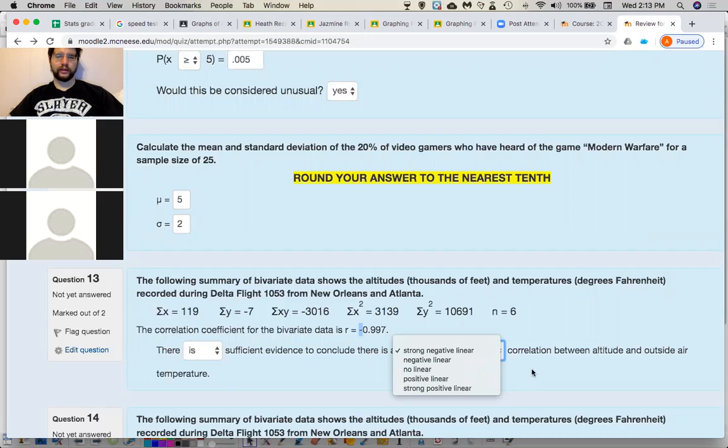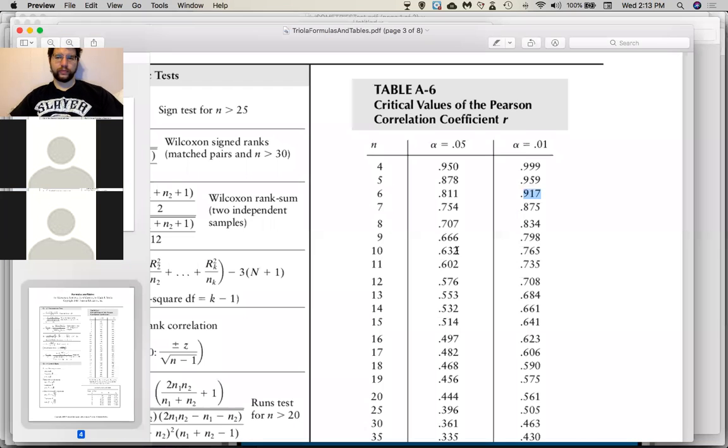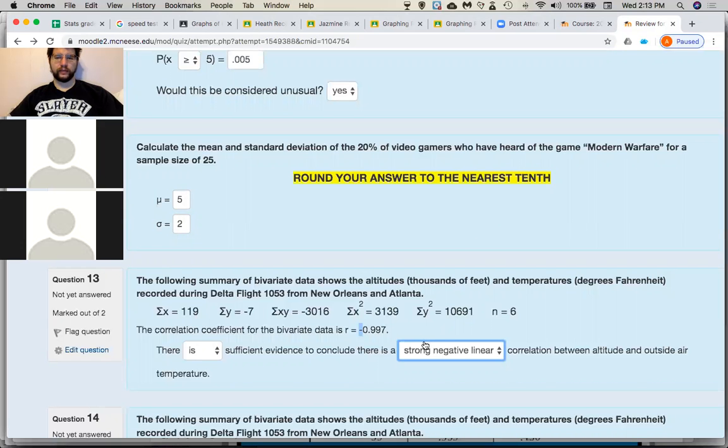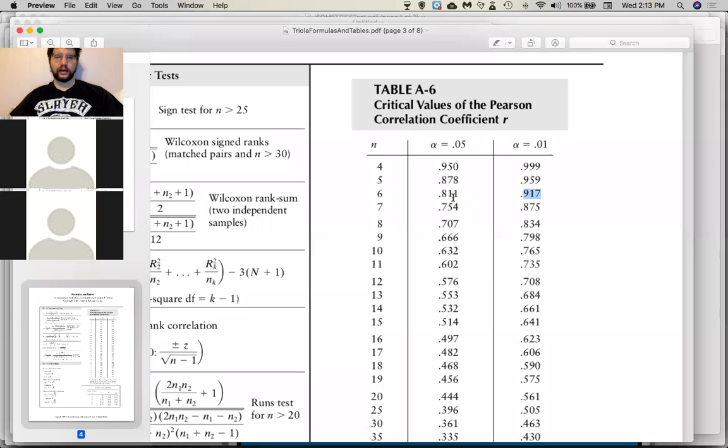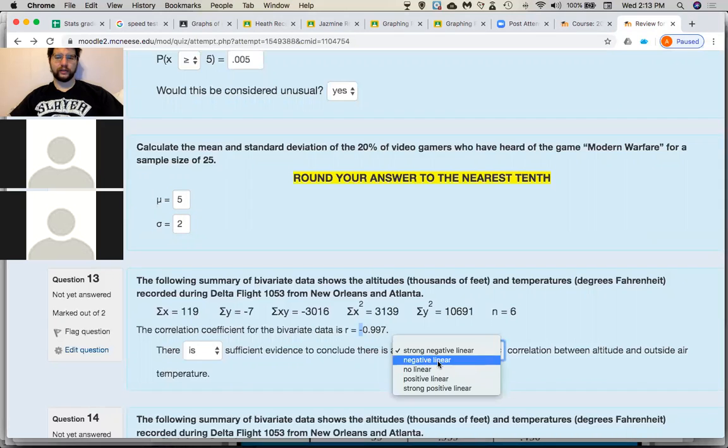If it's above this critical value for 0.01, you'd use a strong negative linear. If it's above this one, but not above this one, you'd use just a negative linear or positive linear. Positive. So that's a little different from what we've done. Are there any questions on that?